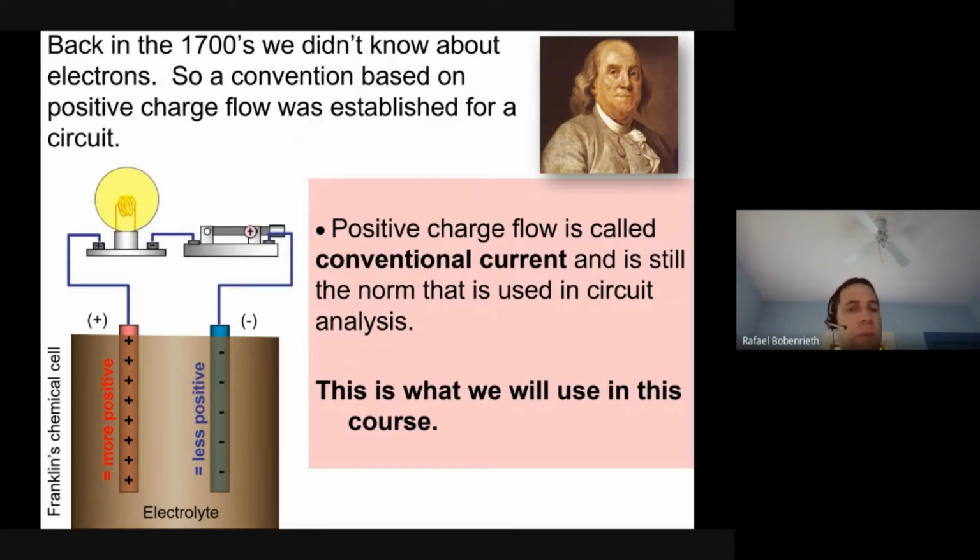IB uses it, AP uses it, all college curriculum that I'm aware of uses it. So when you hear what's the direction of the current flow, you need to ask yourself in which direction is the positive charge flowing, and that's the norm that we're using here.